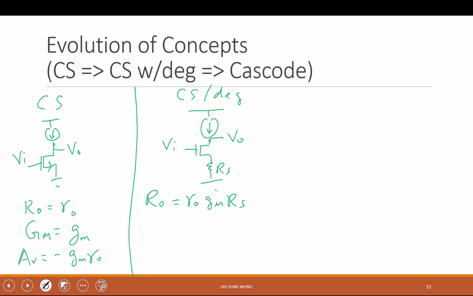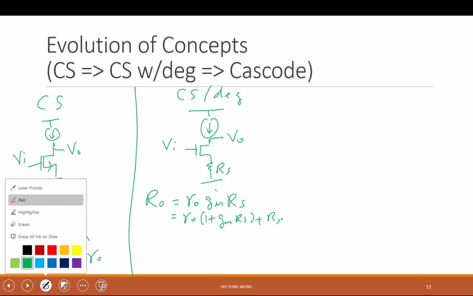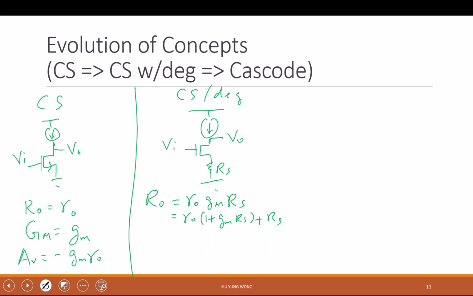Okay, if you don't see it, I'll show you again. This came from this equation: R0 times (1 plus gm RS) plus RS. Right, if you are more familiar with this equation. And in that case, I will just call this one approximately, okay, because I'm only taking the dominant term, R0 gm RS. Right? So I increase the R0.